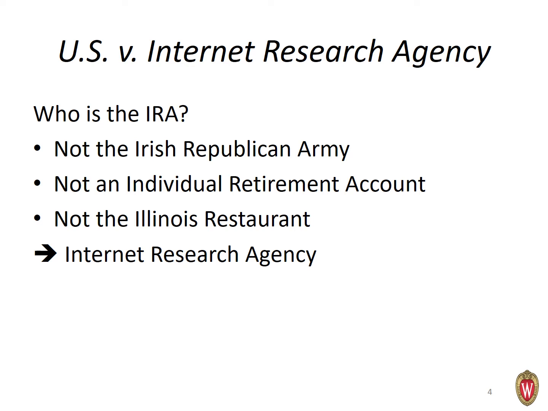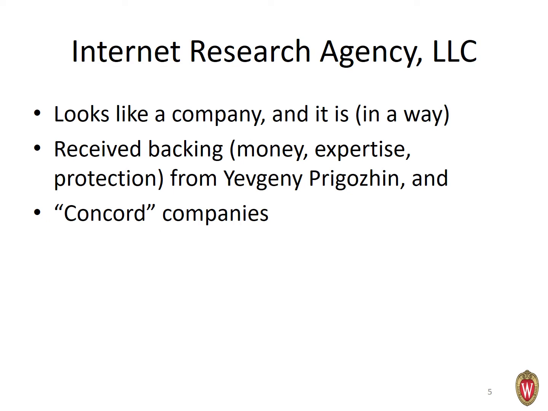The Internet Research Agency, next slide, is a company. I mean, it is a company. And it looks like a company. It has employees. It has lots of employees. It has contracts with computer server operators. It has purchasing contracts for computer equipment. It has employment contracts. It has other kinds of contracts, for example, with Concord Management and Concord Catering.